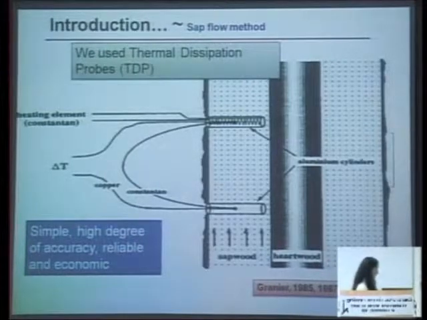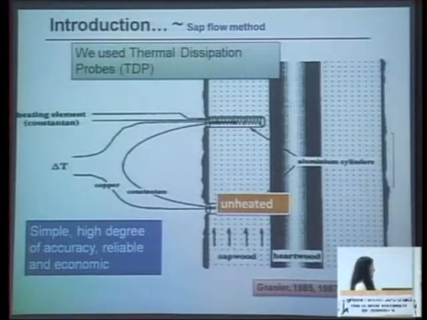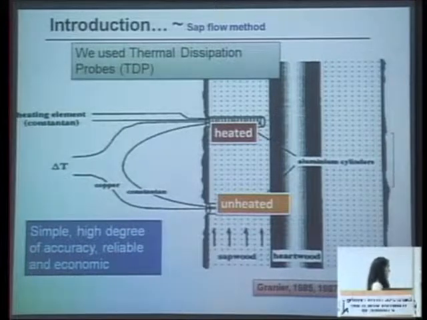In this method, we use two probes. The lower one is the reference probe, and the upper one is the heated probe, where heat will be supplied. Here, the probe where heat will not be supplied is placed in the xylem of the perennial fruit tree, where the water and minerals move. This method was developed by Granier in 1985 and started to be used in 1987.